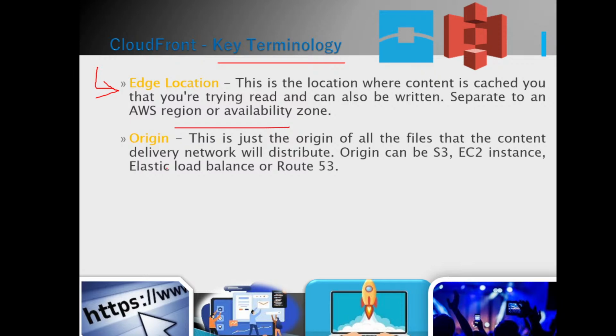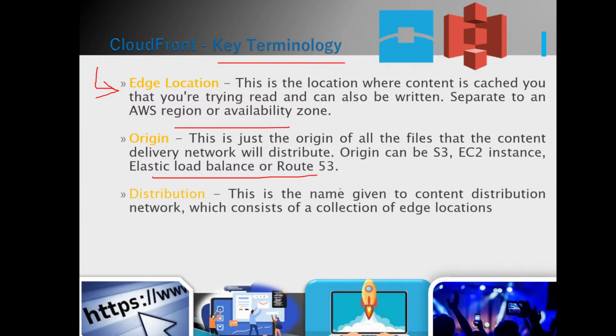Now origin. Origin means the website from where you want to download the content. Origin is the actual website where you want to download the content. This is the origin of all the files that the content delivery network will distribute. Origin can be an EC2 machine, S3 bucket, Elastic Load Balancer, Route 53, or any other website hosting server. Then distribution. This is the name given to the content distribution network, which consists of a collection of edge locations.